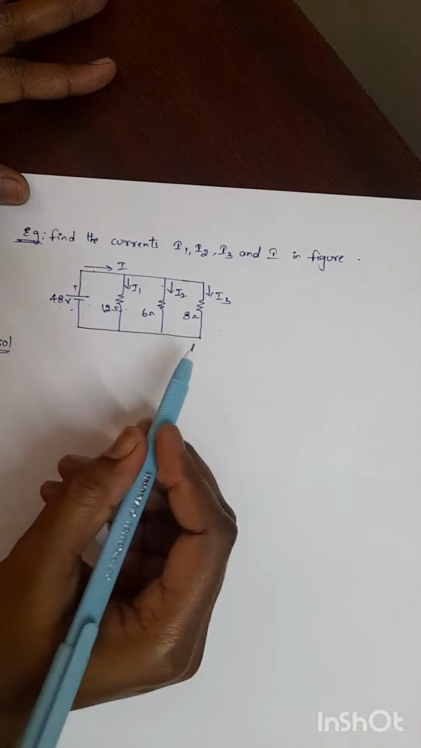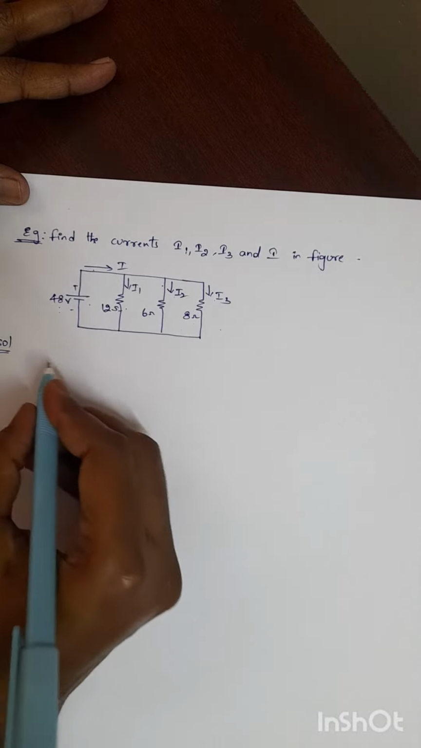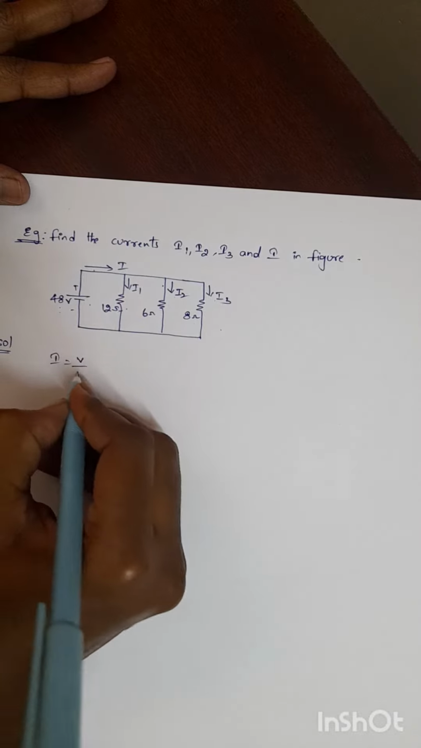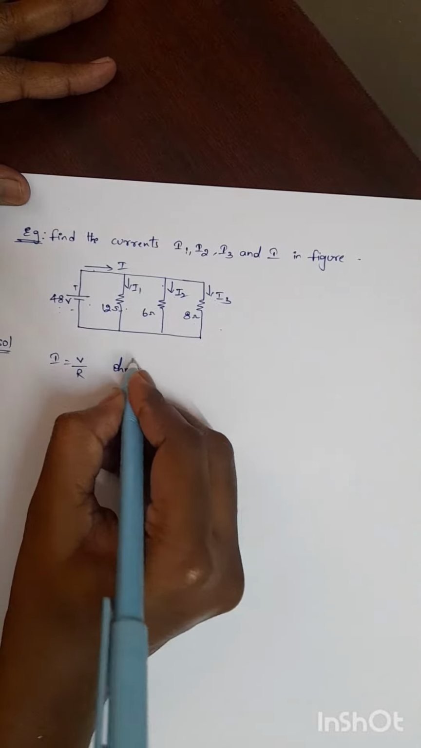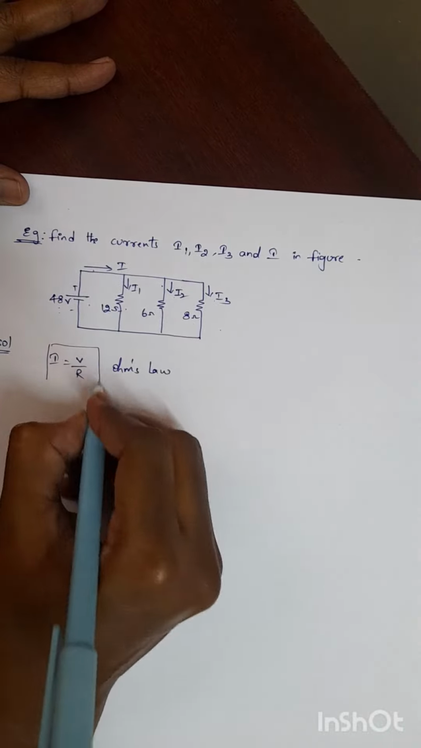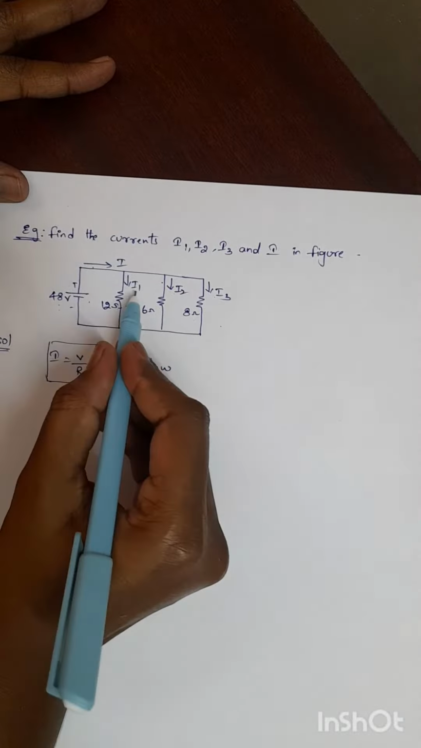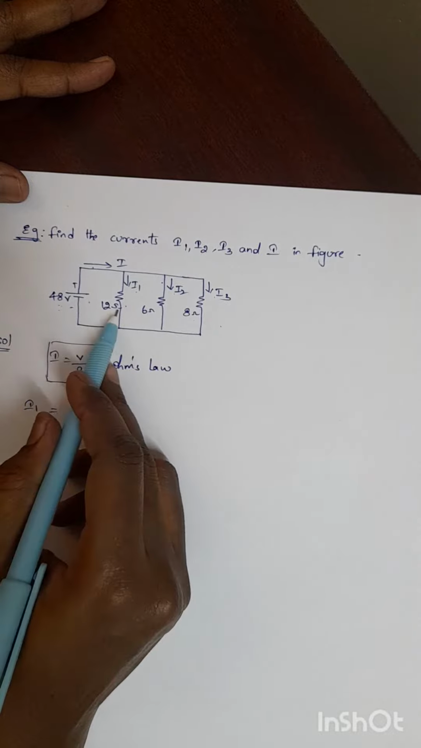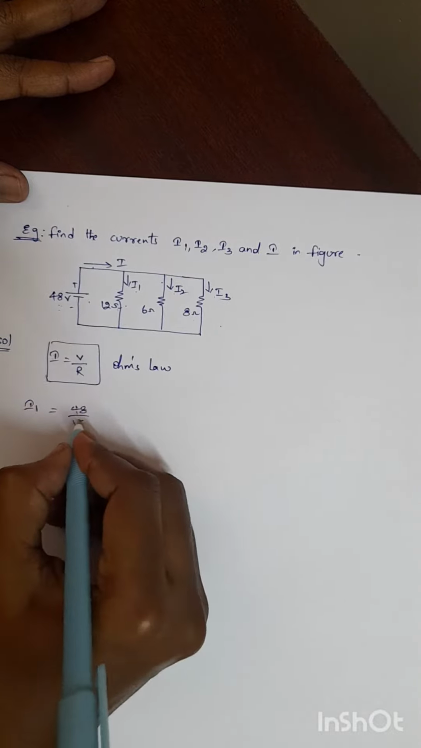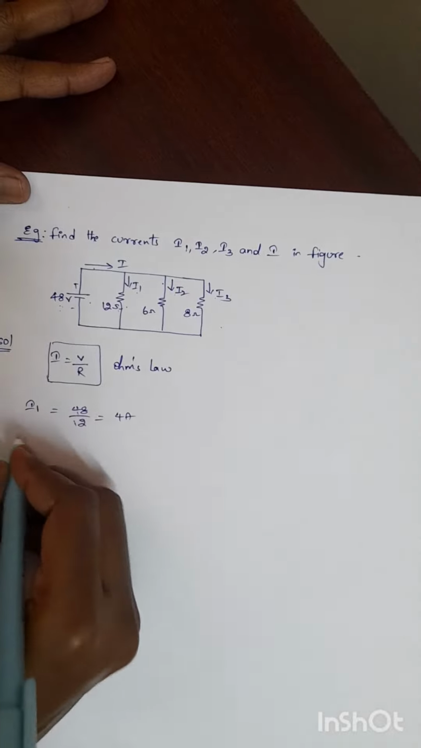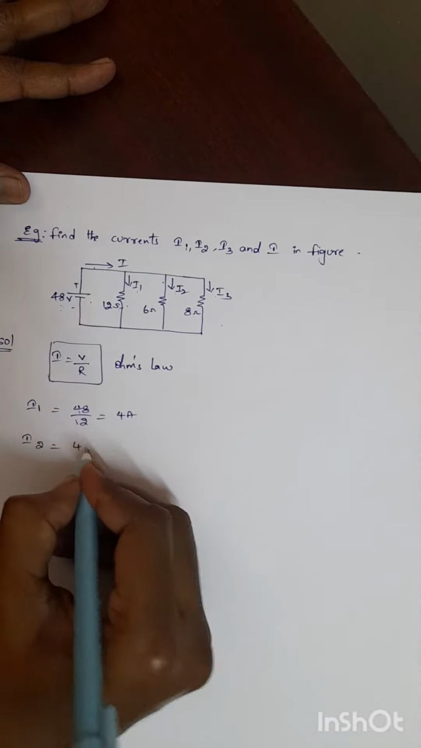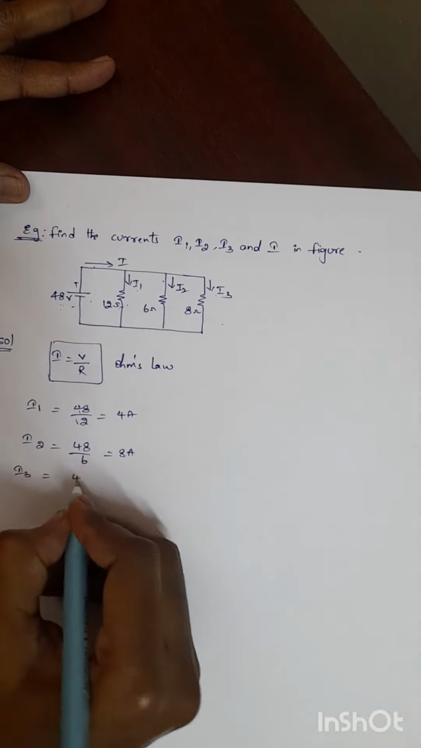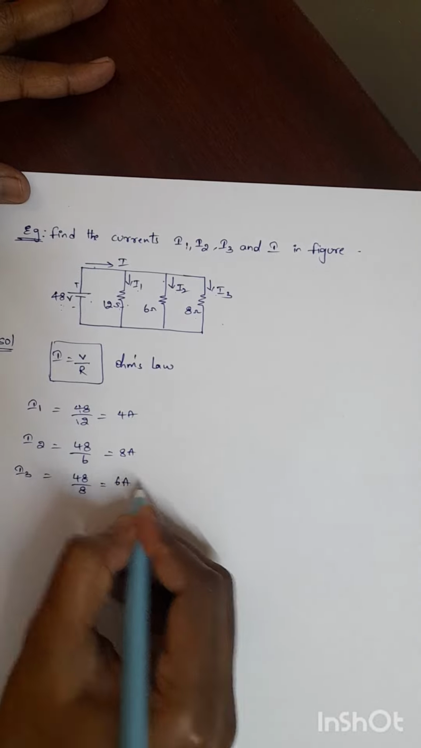So coming to the problem, Ohm's law: I is equal to V by R. Determine the current I1 is equal to V by R. V is 48 volts and R is 12, so 48 by 12 is equal to 4 amperes. I2 is equal to 48 by 6, as simple as 8 amperes, and I3 is equal to 48 by 8 is equal to 6 amperes.